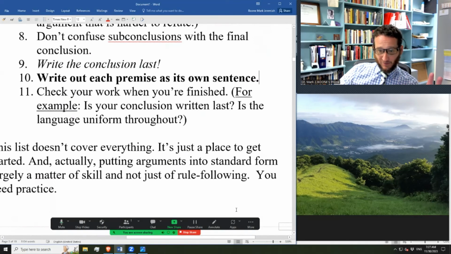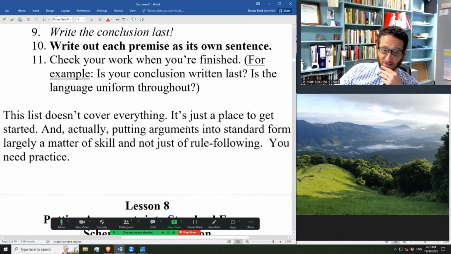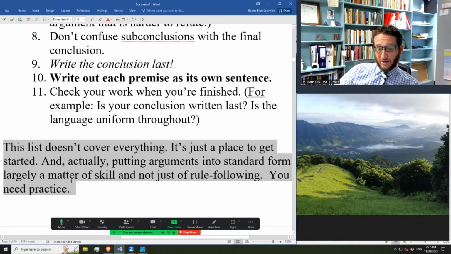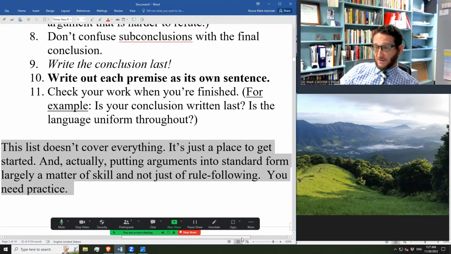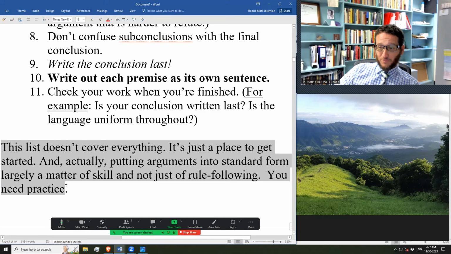Now, there's a more detailed way of doing this, a more rigorous way of doing this, which we hope to get to in the next lesson. This list doesn't cover everything. It's just a place to get started. Putting arguments into standard form is largely a matter of skill and not just rule following. You need practice. So, of course, when my kids get to this part of my textbook I'm writing for them, they'll have some homework to practice with.